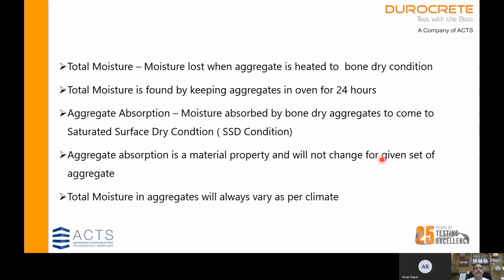Let us look at some definitions. Total moisture: it is the moisture lost when aggregate is heated to bone dry condition. Total moisture is found by keeping aggregates in a ventilated oven for 24 hours. Aggregate absorption: it is the moisture absorbed by bone dry aggregates to come to SSD condition. Aggregate absorption is a material property and will not change for a given set of aggregates, whereas total moisture of particular aggregates will always vary as per climate.